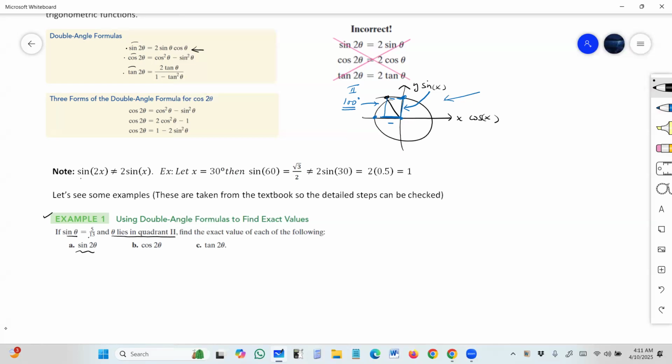Okay, so knowing that sine is 5 over 13, I have to find sine of 2 theta. So I'm going to use this equation. Sine of 2 theta equals 2 sine theta times cosine theta. Now, I know what sine is. Obviously, I know what 2 is. I need to know what cosine is.